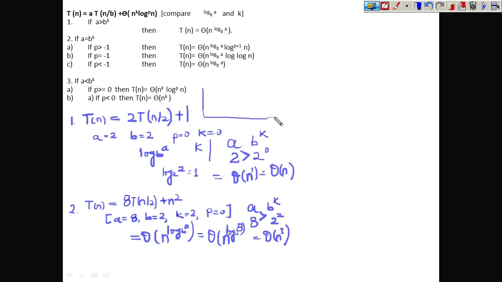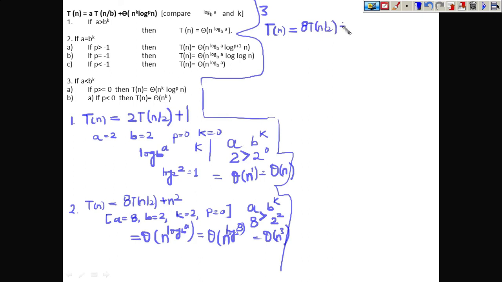Okay, let us move to the next question. Let's say our third question is something like this: T(n) = 8T(n/2) + n log n.